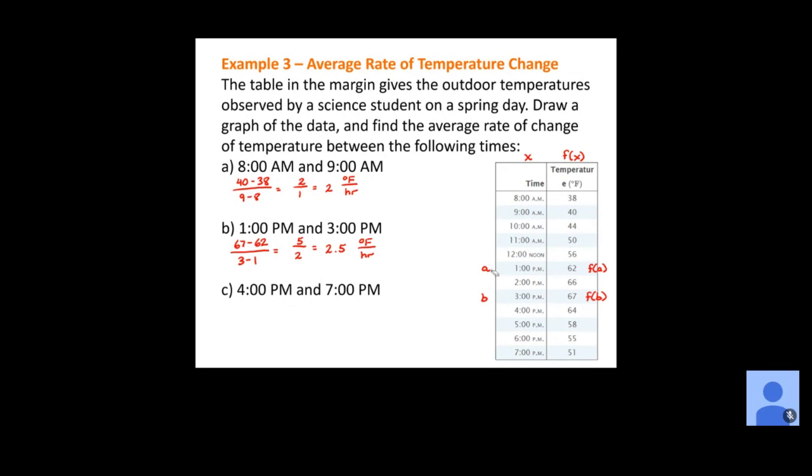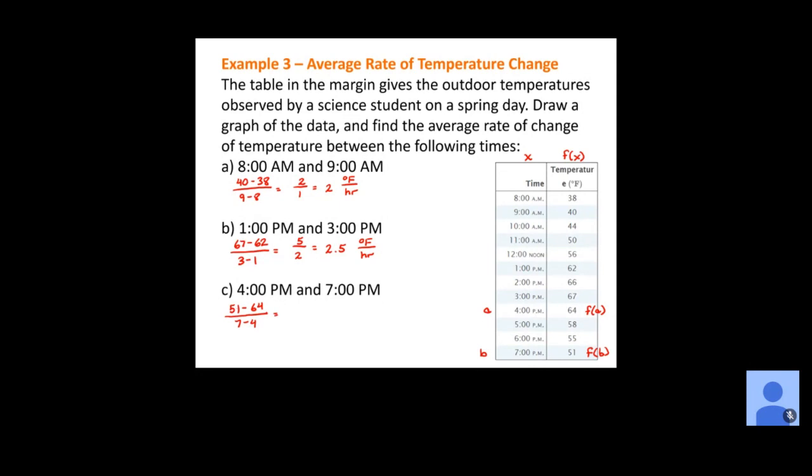And then the last one here, we're looking at the hours from 4 to 7. So 4 is going to be our A value. 7 would be the B value. Now we have our F of A over here, F of B down here. Again, we're going to start with F of B. So in this case, that's 51 minus F of A is 64 over B minus A, 7 minus 4.